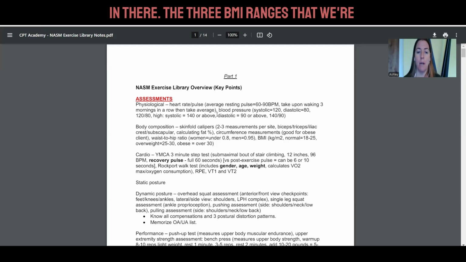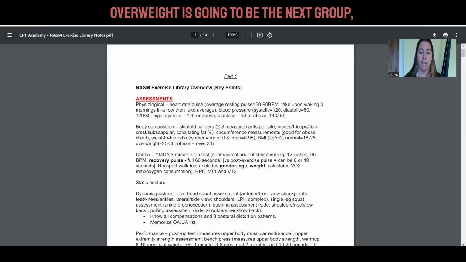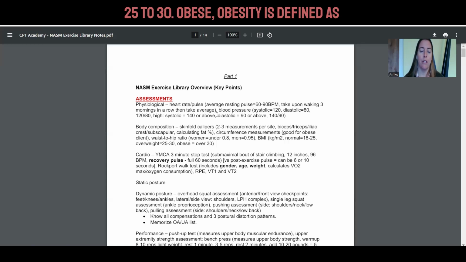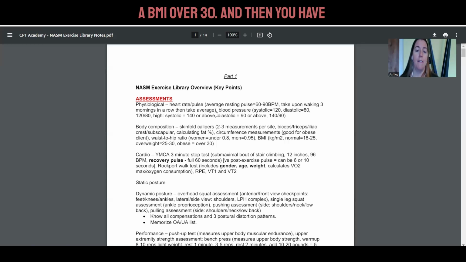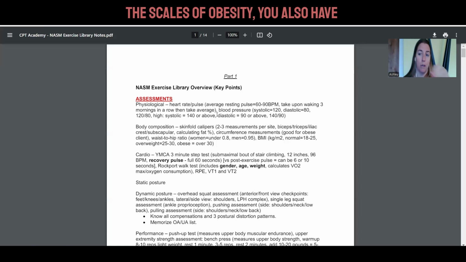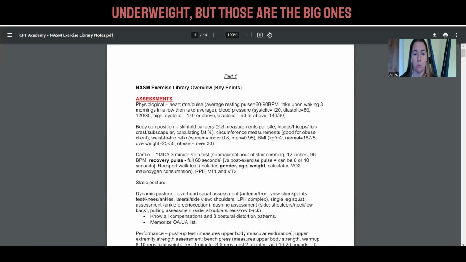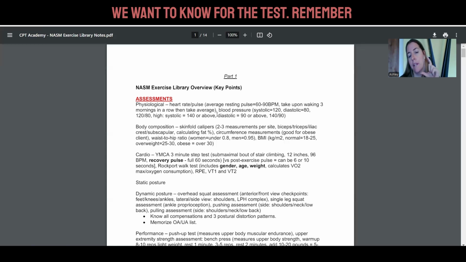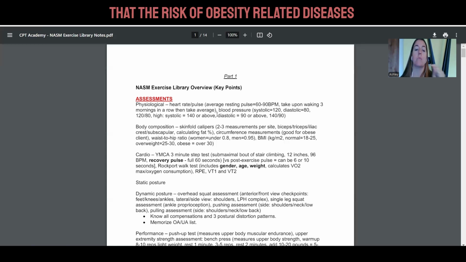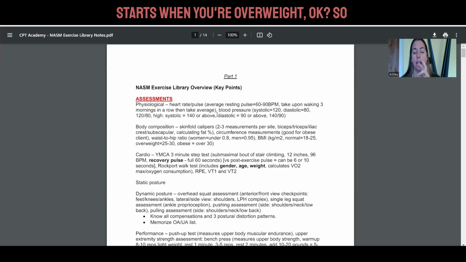The three BMI ranges that we're mostly concerned with: normal, 18 to 25. Overweight is the next group up, 25 to 30. Obesity is defined as a BMI over 30, and then you have the scales of obesity. You also have underweight, but those are the big ones we want to know for the test. Remember that the risk of obesity-related diseases starts when you're overweight. It's not like there's no risk of being overweight.